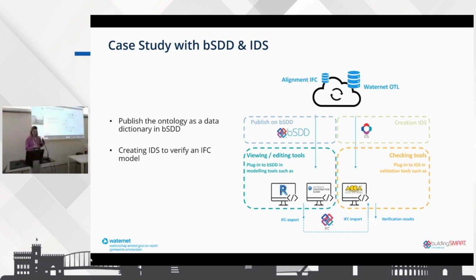On the other side, it is very important for an asset owner to check whether what we get from a contractor is the right information. Is it how we asked for it? Does it conform to our information requirements? With the help of IDS, we created one from our ontology, because we already have the information requirements there. We created an IDS to check the model we got and verify that it is according to our information requirements.